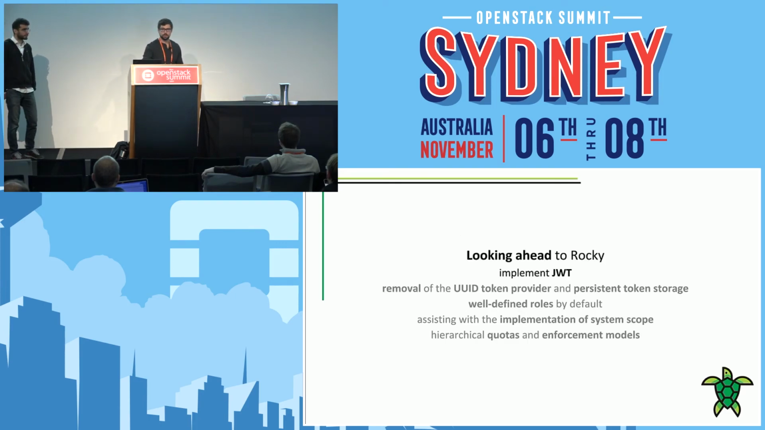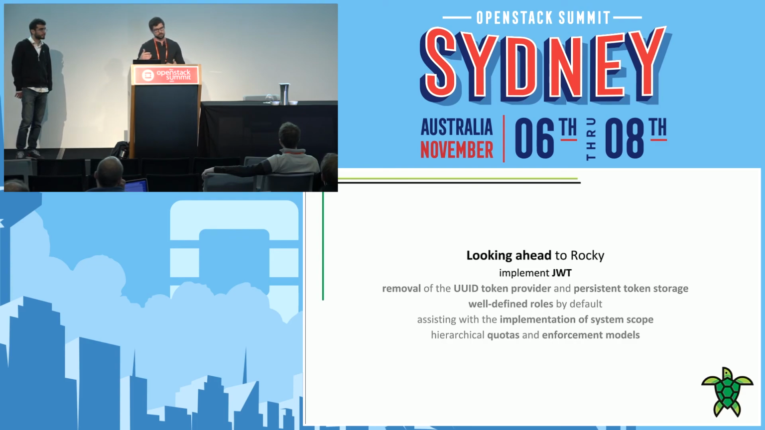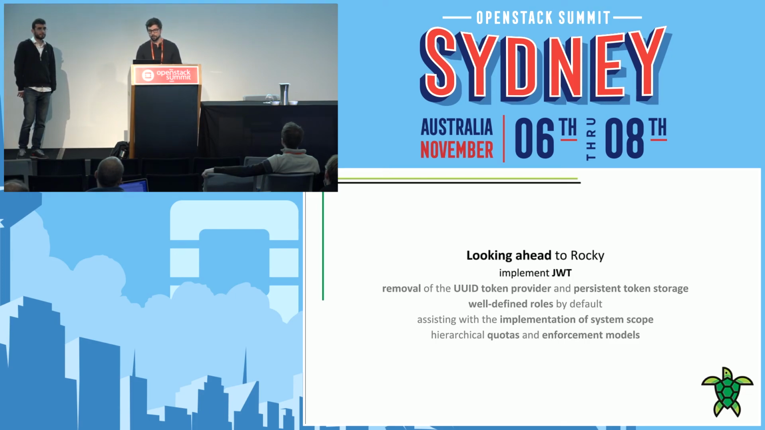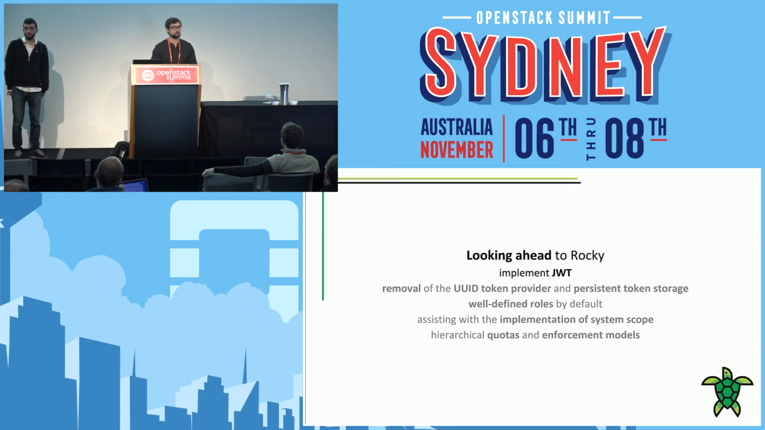So let's look ahead to the Rocky release. This is really a list of things we wanted to continue doing for Queens, but given bandwidth and contributors, we're staging them for Rocky. First on that list is implementing a JWT token provider. If you're unfamiliar with JSON Web Tokens or JWT, it's based on an open standard, specifically RFC 7519.